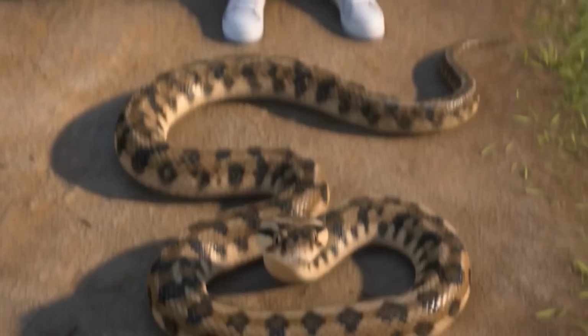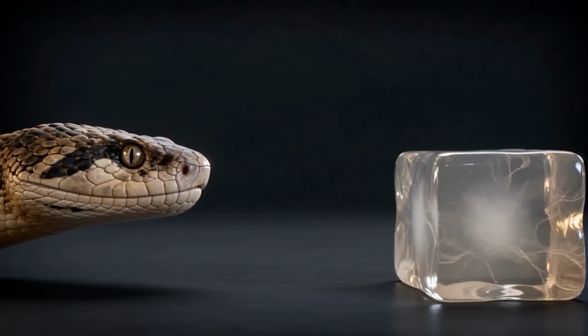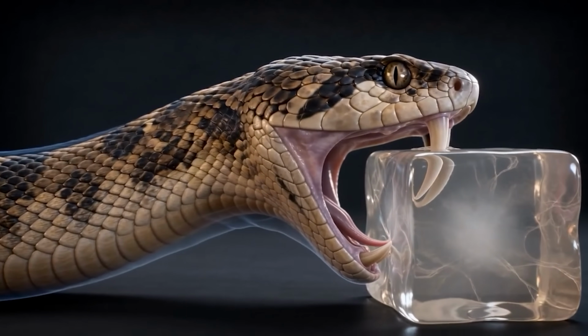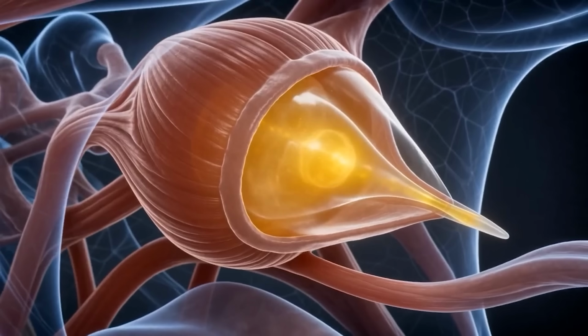Do you know how snakes poison you? Well, they dig their fangs in your skin. They have a venomous sac inside them.